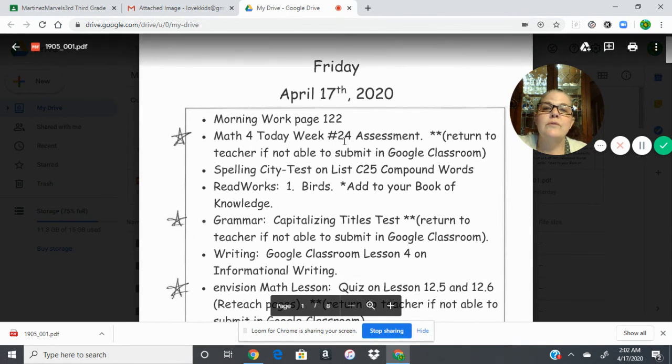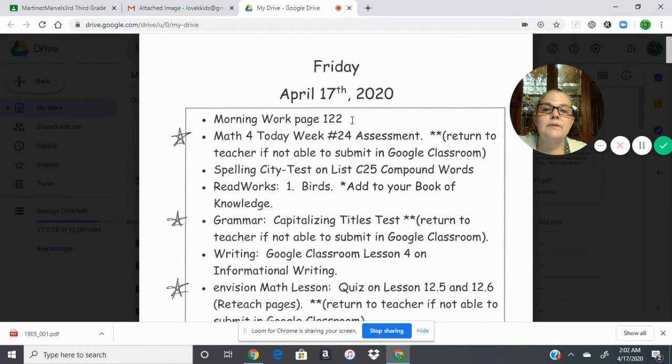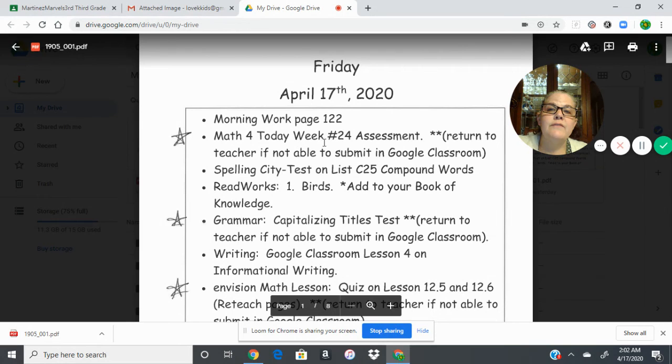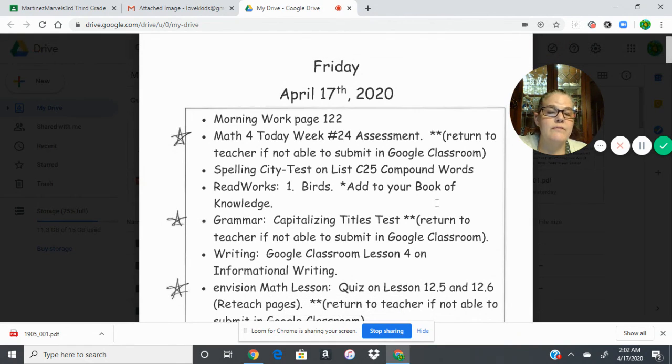So today we're going to do morning work, page 122. We have a math for today, week 24 assessment. ReadWorks, you're going to finish up whatever you have left. And I know that some people have been getting different articles. They're all supposed to be the same, but I'm not sure exactly what's happening with that. So whichever articles you have left, we need to make sure we finish them all by the end of the week. And so you have up until Sunday to finish them all and then add to your book of knowledge.